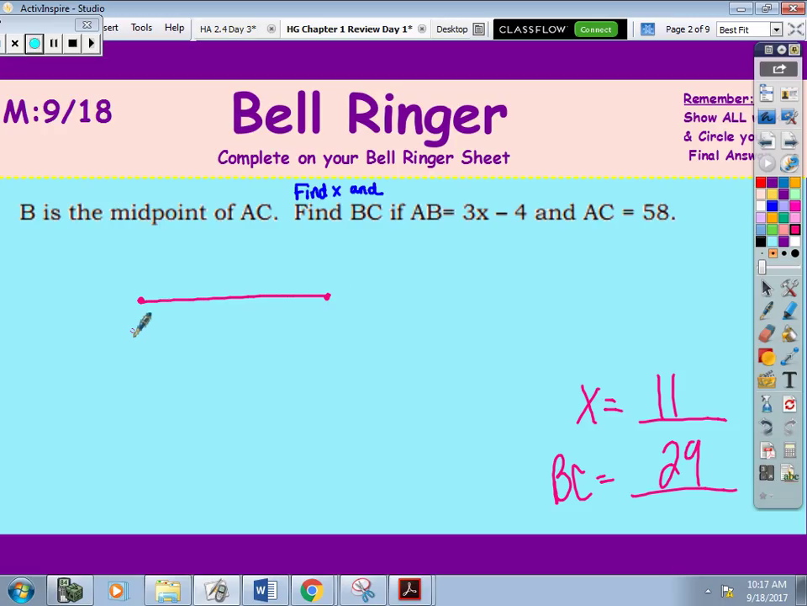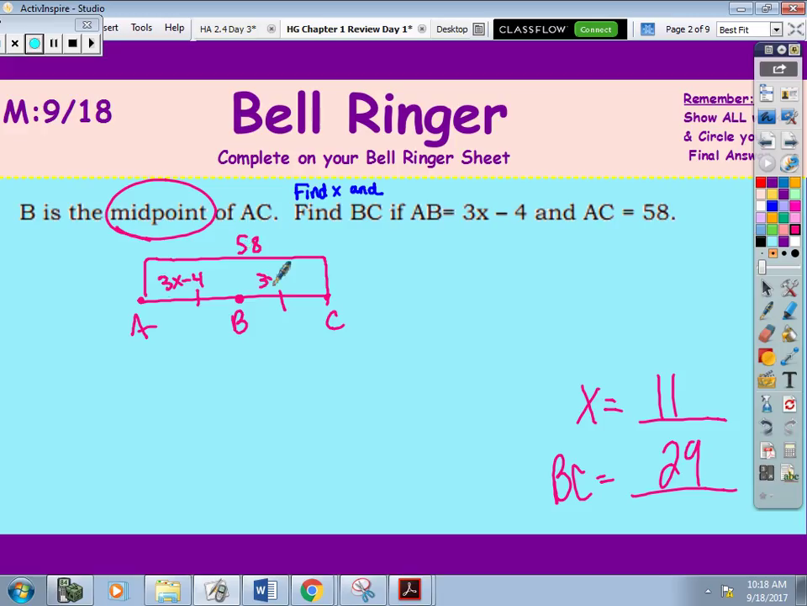We have a segment AC. B is in the middle, midpoint. Remember, that creates two congruent segments. We mark them. Then they give me that AB is 3x minus 4. And then they give me that AC is 58. So again, you should never be setting these equal to each other because one is half the length, not the whole length. Okay, so there's a couple ways you can do this.